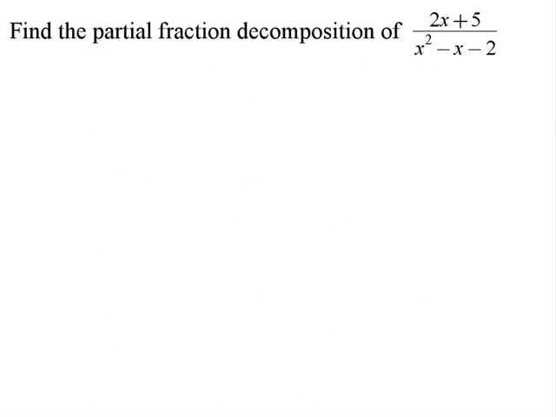And there you go. So find the partial fraction decomposition of 2x plus 5 over x squared minus x minus 2. Now this one should go a little bit faster because we've already gone through one. First thing to do is factor. What do you get? X plus 1, x minus 2. Okay, I think I did x minus 2, x plus 1 first. So x minus 2, x plus 1.